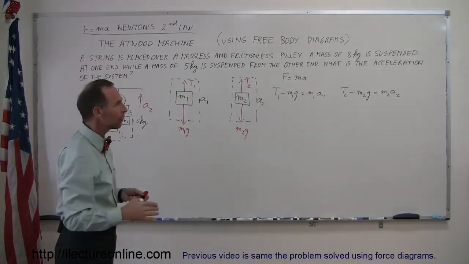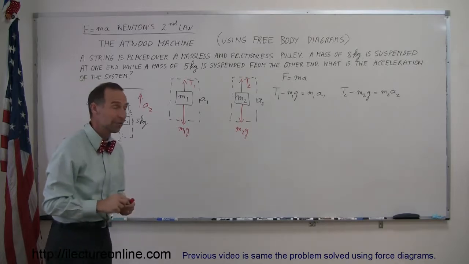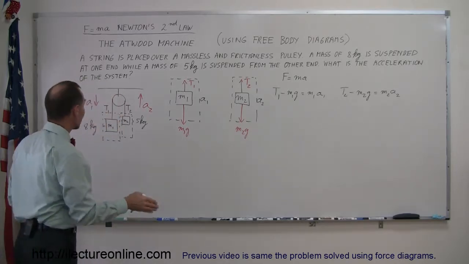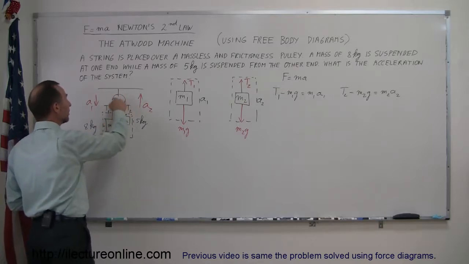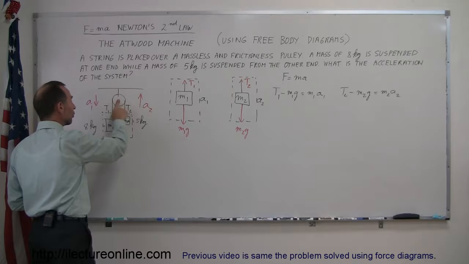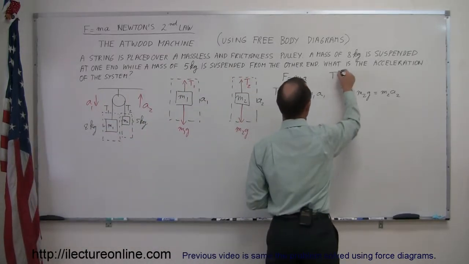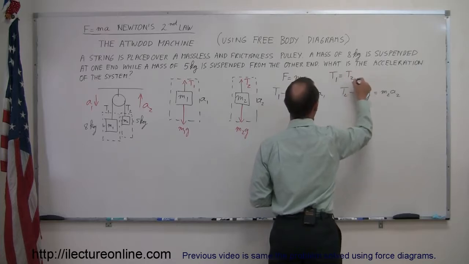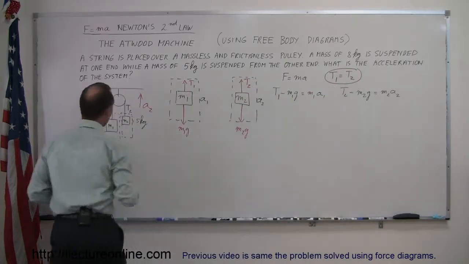That's 4 unknowns, and we only have 2 equations. So obviously with 2 equations and 4 unknowns, you could normally not solve that. But then we realize over here that since there's one string and the pulley has no mass and no friction, T1 must equal T2. That's a necessary condition for this particular problem.